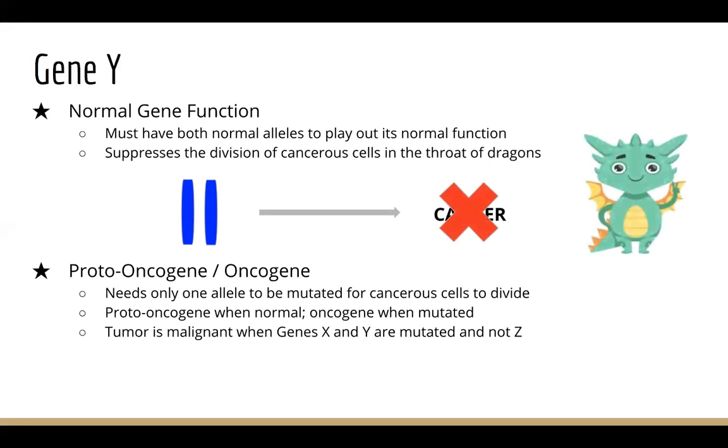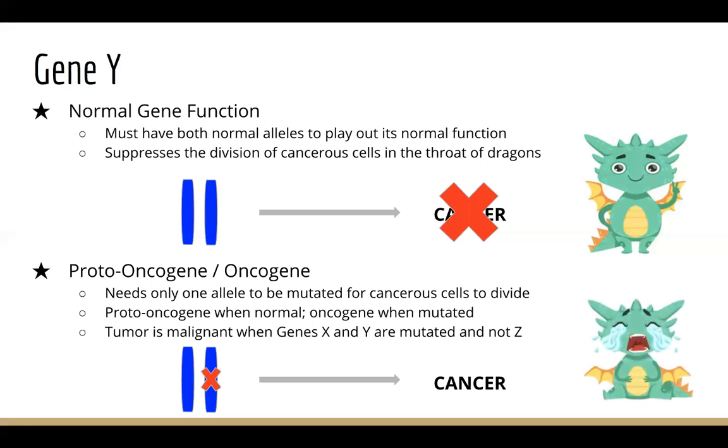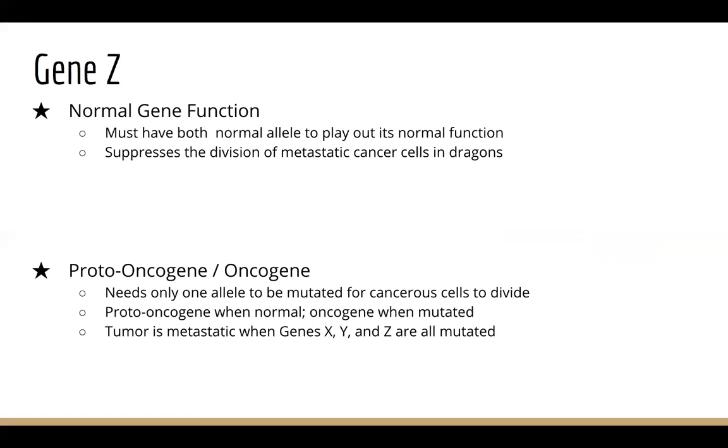Once the allele is mutated, the gene is renamed an oncogene rather than a proto-oncogene, and causes the tumor in these dragons to be malignant or cancerous, leading to a very sad dragon. The tumor is present and malignant when genes X and Y are mutated, but gene Z is a wild type. Gene Z is also a proto-oncogene due to only one allele being mutated that we know of.